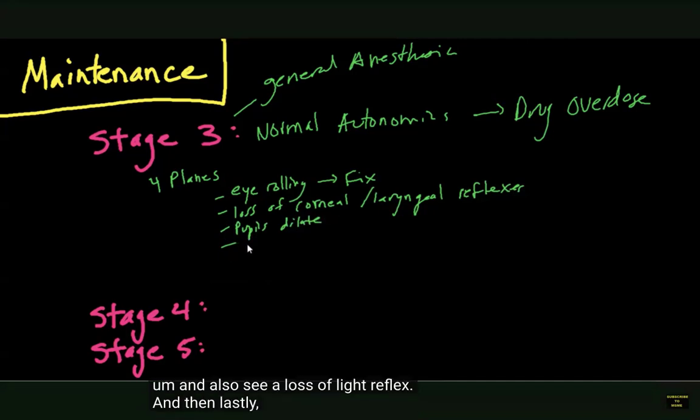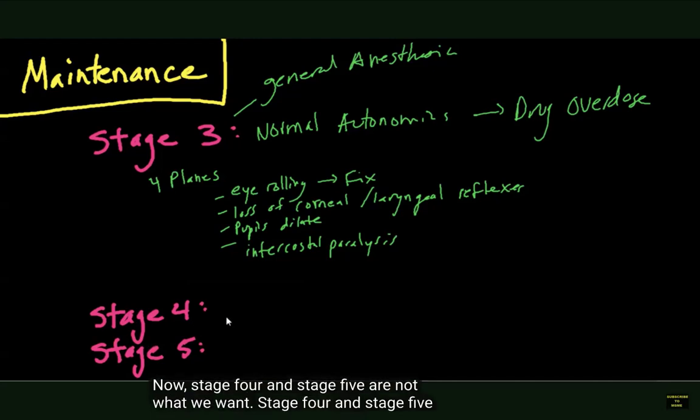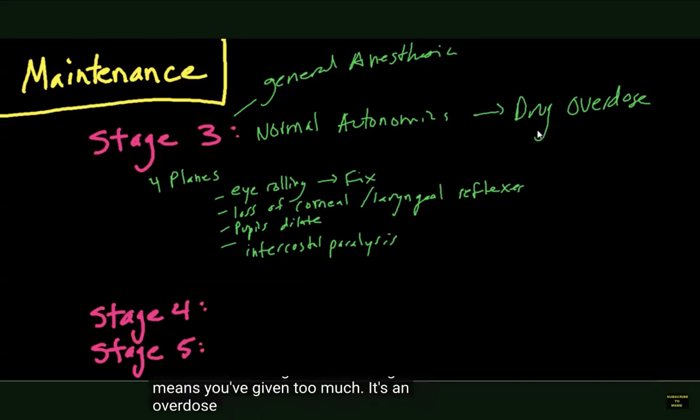And then lastly, during our 4th plane of stage 3, you're going to have intercostal paralysis. And you'll see short, shallow abdominal respirations. Now, stage 4 and stage 5 are not what we want. Stage 4 and stage 5 means you've given too much. It's an overdose of your anesthetic agent.